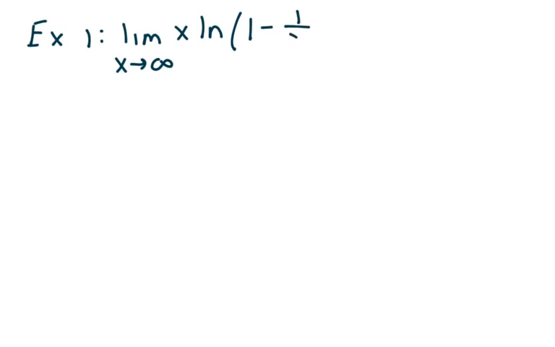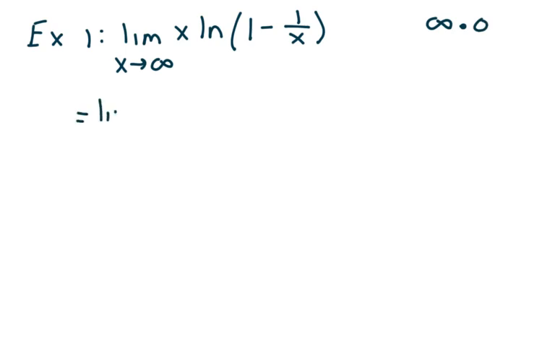So we'll use the next page here. We're going to do example 1. Suppose I had the limit as x goes to infinity of x natural log of 1 minus 1 over x. Now, in its present form, this limit has indeterminate form of infinity times 0. And that's not going to work.